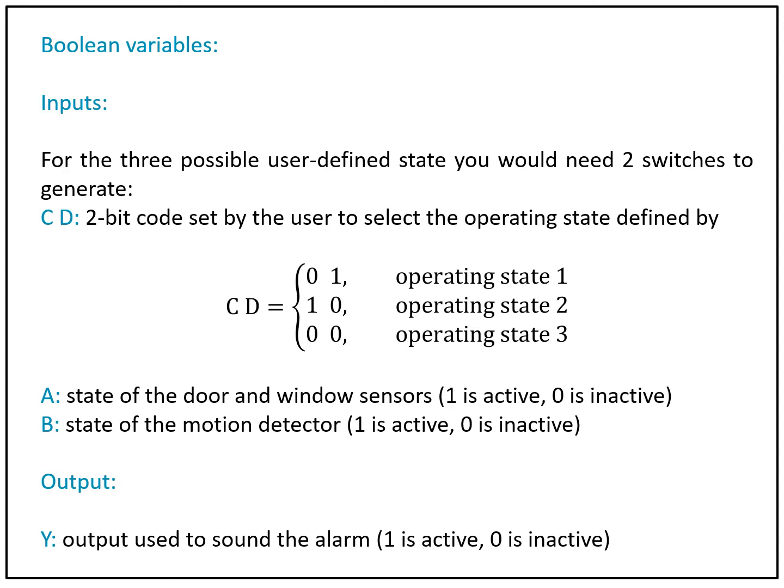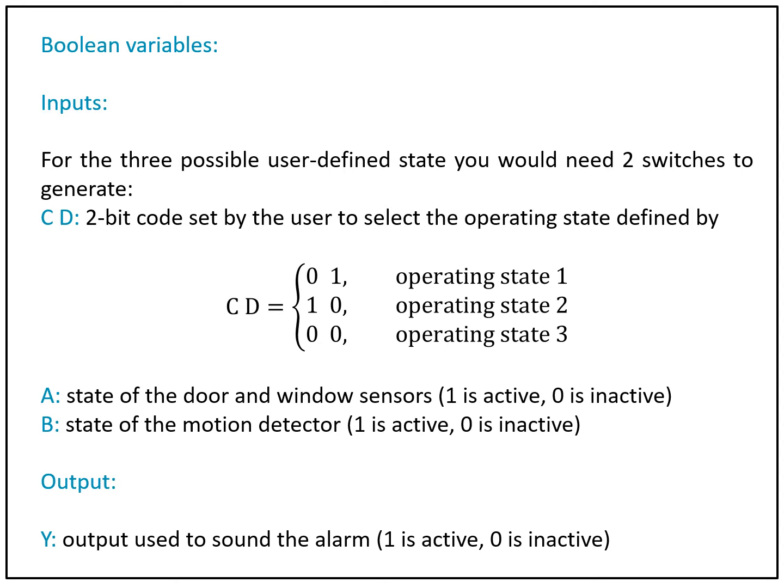Back to our problem. So now we need to define the Boolean variables associated with the home security system. So we need to clearly identify the inputs to the system and the outputs. So as inputs, first of all, we have the user input. As we said, the user should be able to select the state of the system, either state 1, which is applicable whenever the occupants are sleeping, state 2, when the occupants are out of the house, and state number 3, when the whole system is disabled.